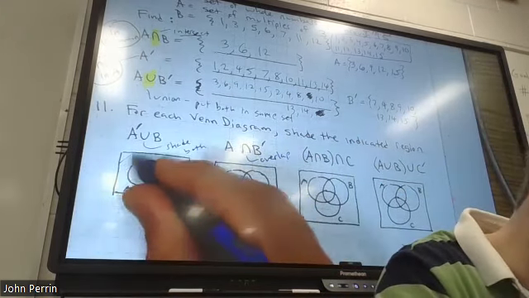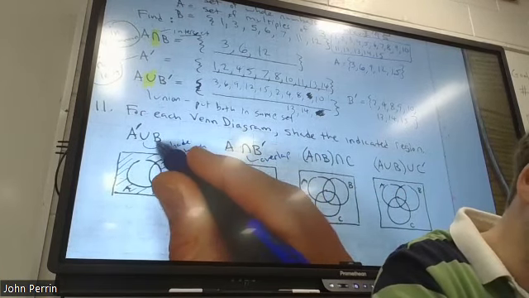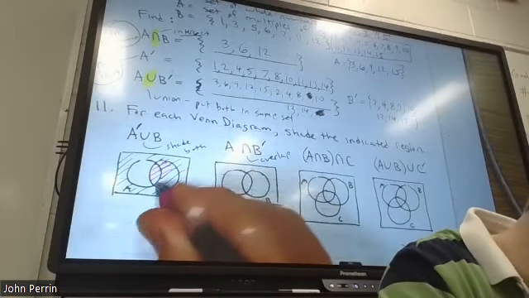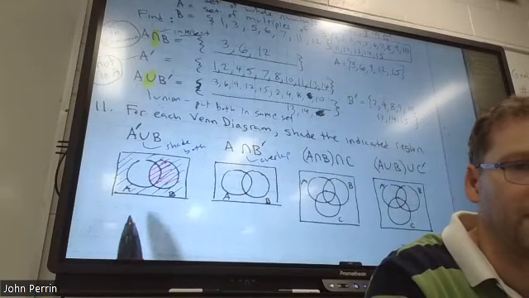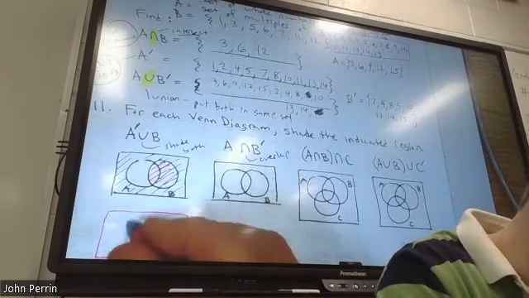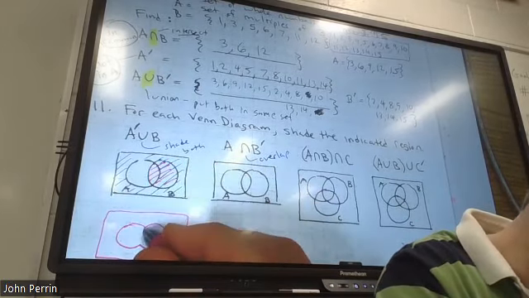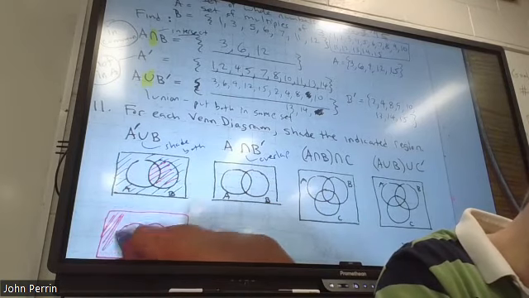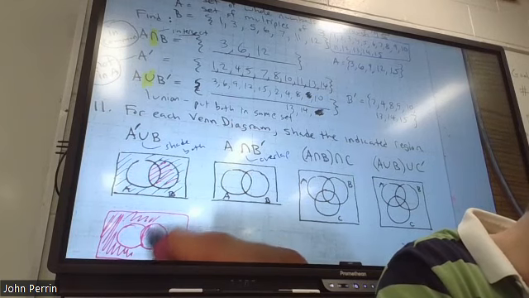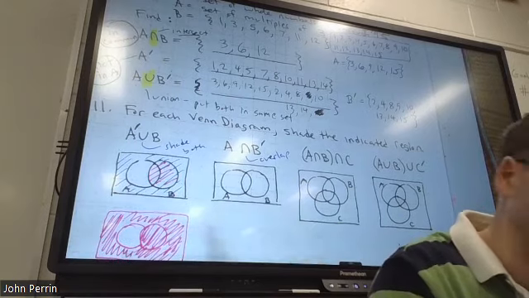A prime means not an A. So here's everything outside of A. And then B, shade everything in B. Stop. So look at this. This is our answer. The answer is everything that's just got shaded. So I'm going to trace this out. Looks like everything on the outside shaded, and then everything inside the B got shaded. So the answer, this is here.